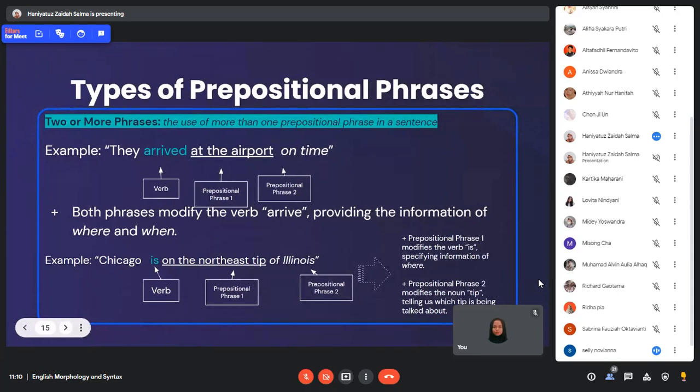Example, Chicago is on the northeast tip of Illinois. Is is a verb. On the northeast is prepositional phrase 1. Of Illinois is prepositional phrase 2. Prepositional phrase 1 modifies the verb is, specifying information of where, and prepositional phrase 2 modifies the noun tip, telling us which tip is being talked about. Next slide, please.